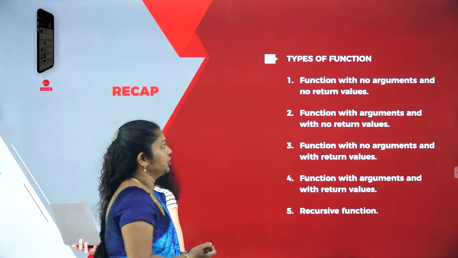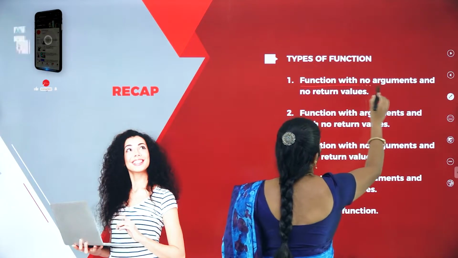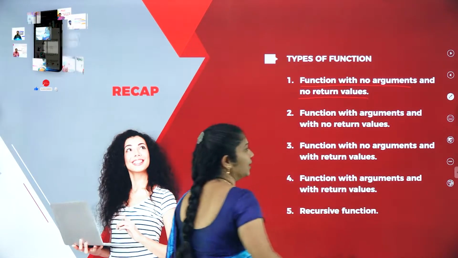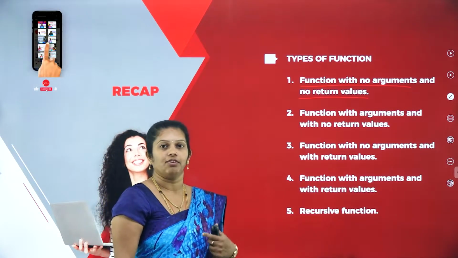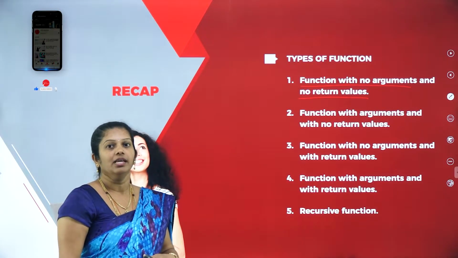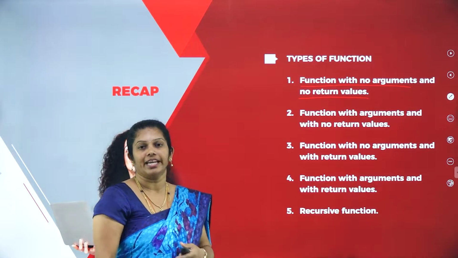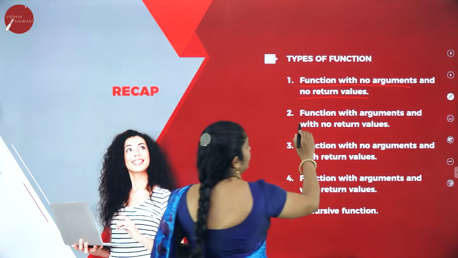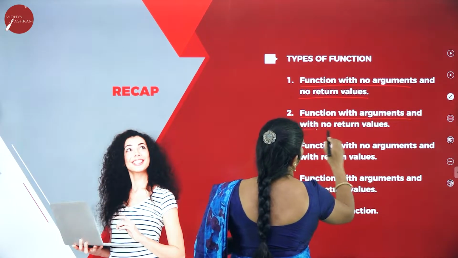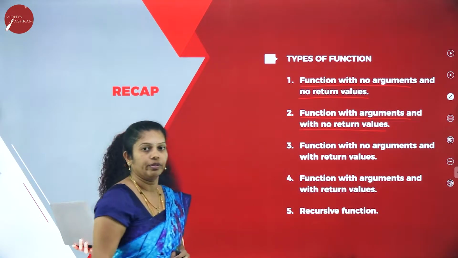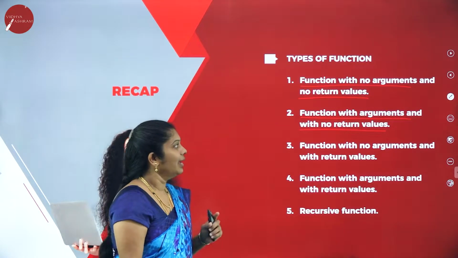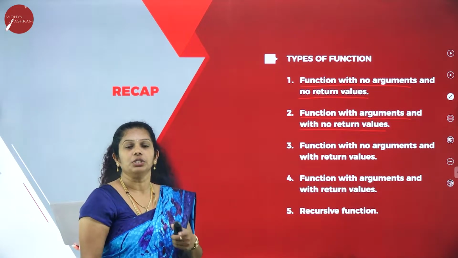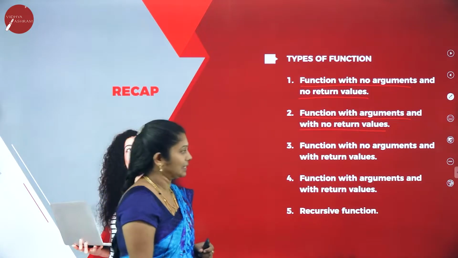In the previous session, you studied functions with no argument and no return value. That is, no values are passed from the first function to the second function, and in the same way, no values are passed from the second function to the first function. Then functions with arguments and no return value. It means that from the first function to the second function, arguments are passed, but from the second function to the first function, arguments are not passed.